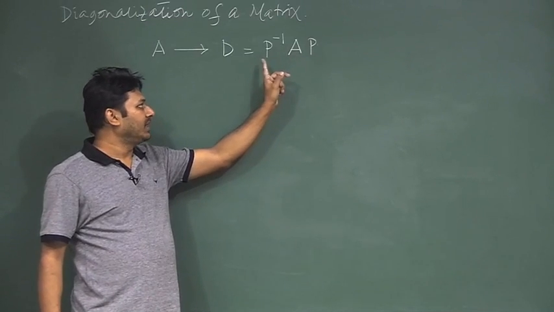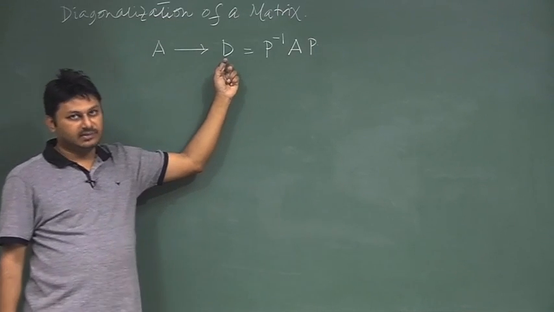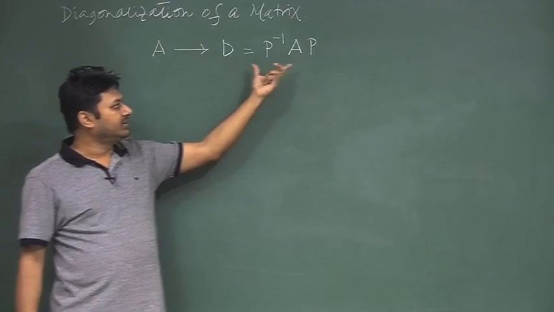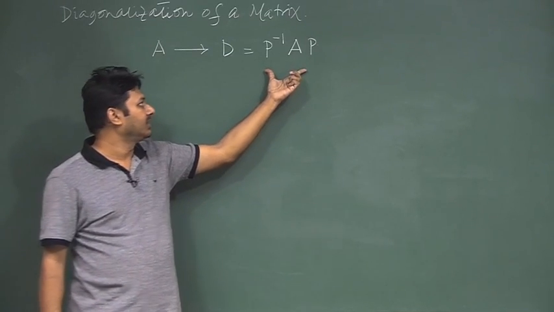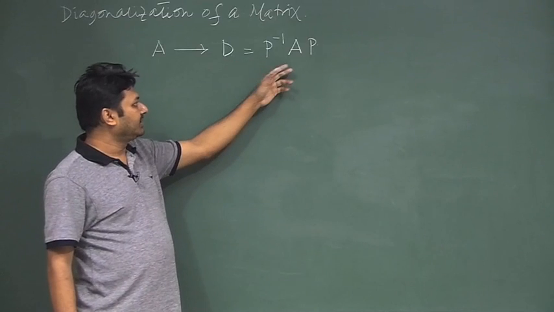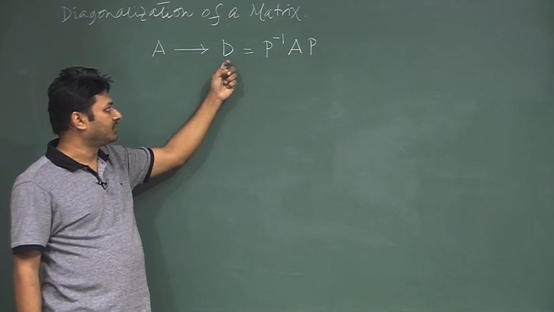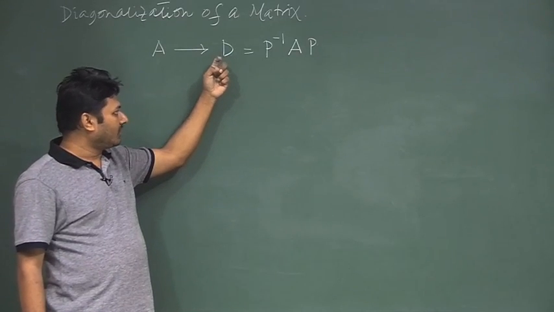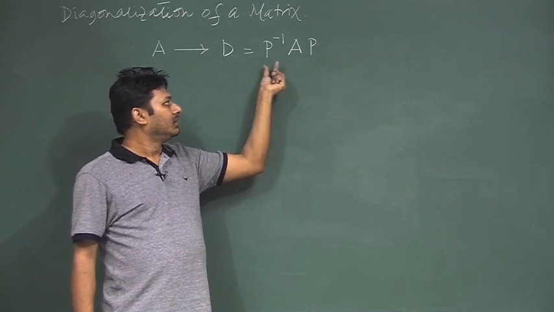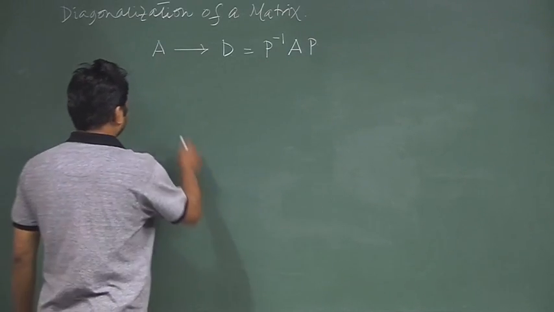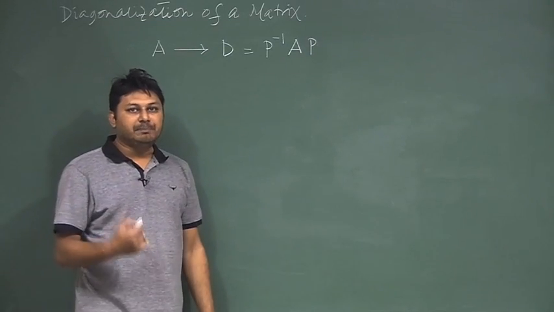If I am able to find a P, then, as we found in the last class, A and D are called similar matrices because they are related by a similarity transformation, which we defined in the previous class. This D matrix has an important property: it has to be diagonal. In order to diagonalize, I need a proper P. So what should P be? How do we generate P?